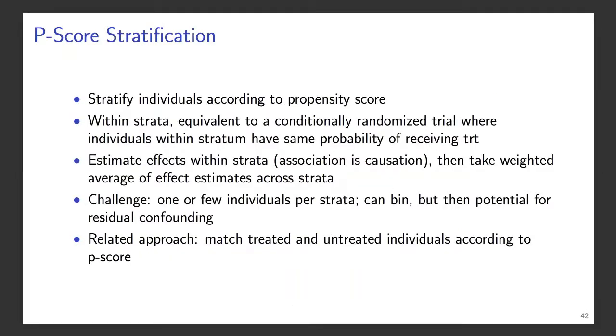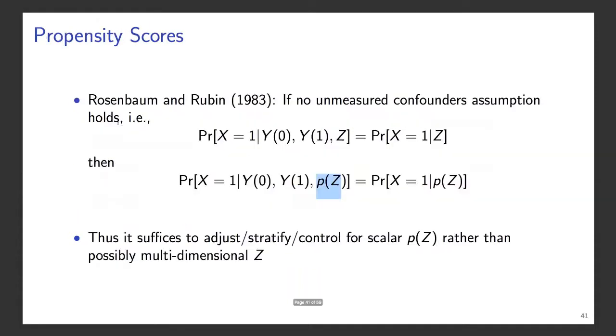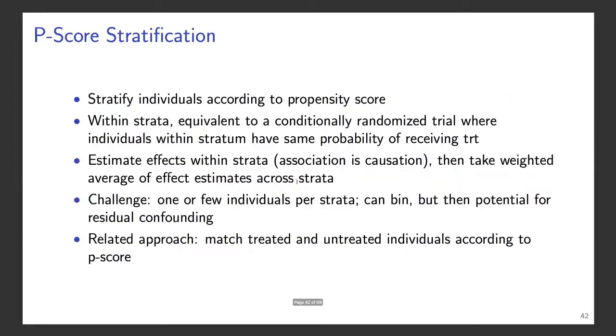So for example, one idea would be to stratify individuals according to their propensity score. Remember, this fundamental result says that within strata defined by the propensity score, the treatment assignment is independent of the potential outcomes. So within those strata, it's as if we have a randomized experiment. And we know in randomized experiments, causal inference is easy. Association is causation. So you stratify individuals according to their propensity scores, estimate the effects within these strata. Those are going to give you valid estimates of the causal effects within strata, then take some weighted average of those effect estimates across strata.